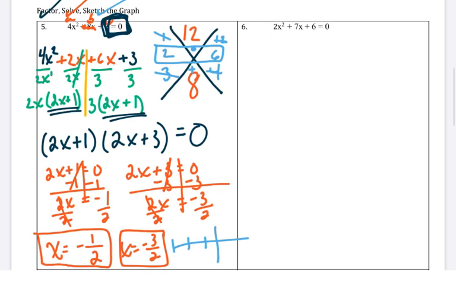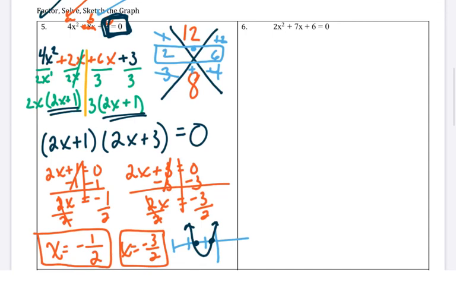So this one here says that it has one x at negative 1/2. Negative 1/2 is right about here. The other x is negative 3/2. Negative 3/2 is the same as negative 1.5, so it's about right here. And again, we connect our dots and it makes a U shape. Okay, a lot of work, but there aren't very many of these.